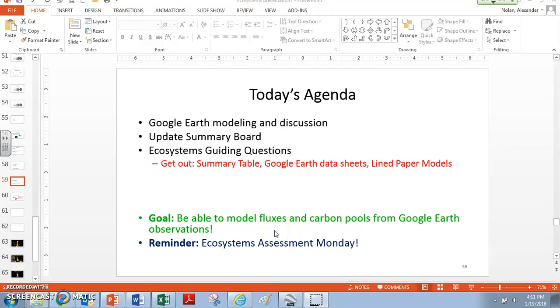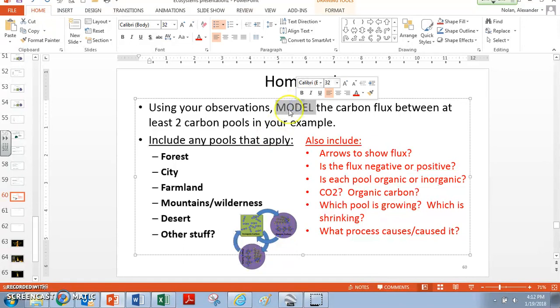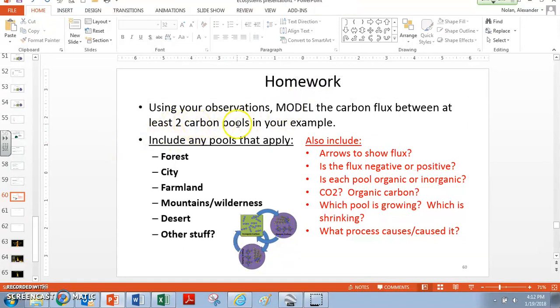We're going to really take something real, and apply the flux models that we understand to illustrate it. This says homework, but we'll do this together. We're going to model the carbon flux between a couple of carbon pools in some examples. Examples of carbon pools might be forest or farmland or desert, or the atmosphere, which is an important one. And anytime we're modeling anything, we should probably use arrows. You should use arrows in this case to show flux.